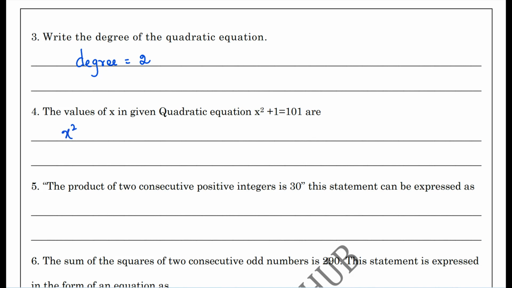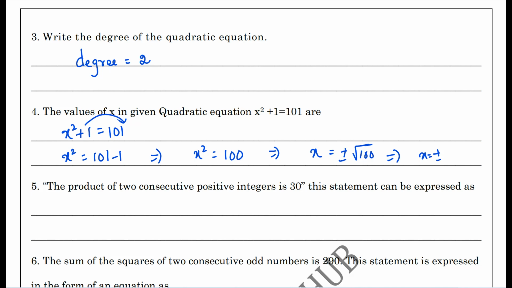What is the value of x in the given quadratic equation? The given quadratic equation is x square plus 1 equals 101. Now keep x square, shift plus 1 to RHS, it becomes minus 1. What we get? x square equals 100. Now remove square and put square root on the other side. We get x equals plus or minus square root of 100, which is 10. Therefore the value of x is plus or minus 10.